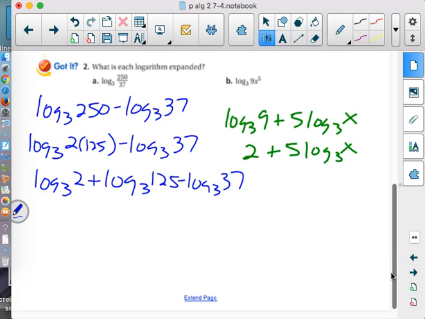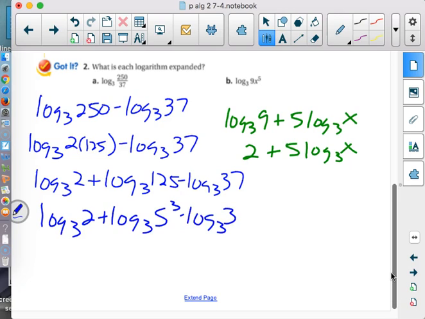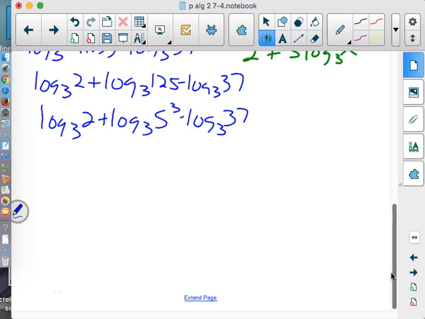Okay, so let's see how that works. So now it looks like this. Now we have power. Where do powers go? In the front. Not of the whole thing, but in the front of that term.